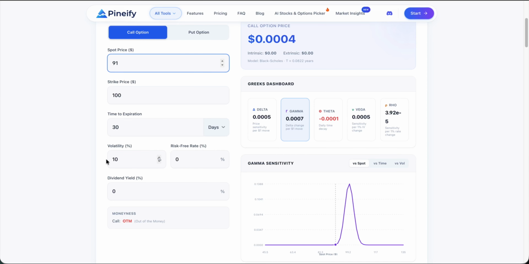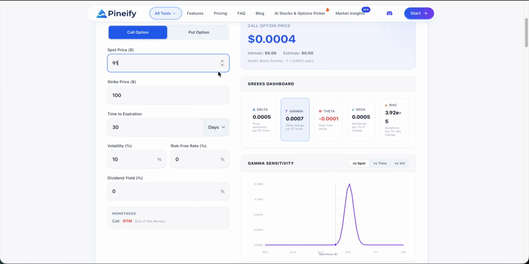Again, 10% is the volatility that you would have with a very low volatility ETF. For example, the TLT is probably the best example, the ETF that tracks the long-term 20-year US treasuries.